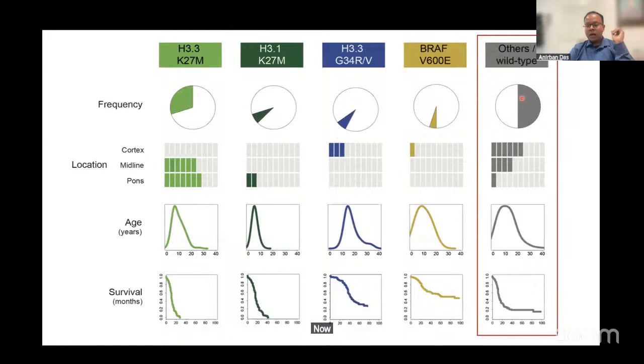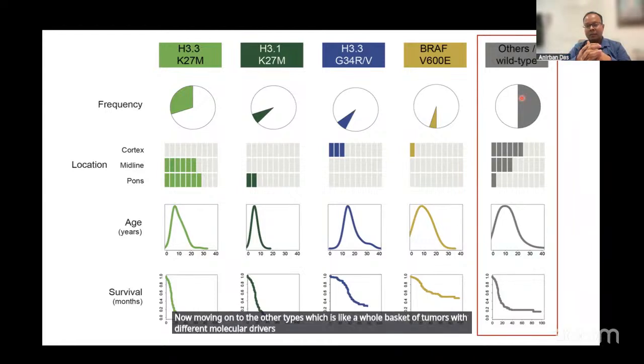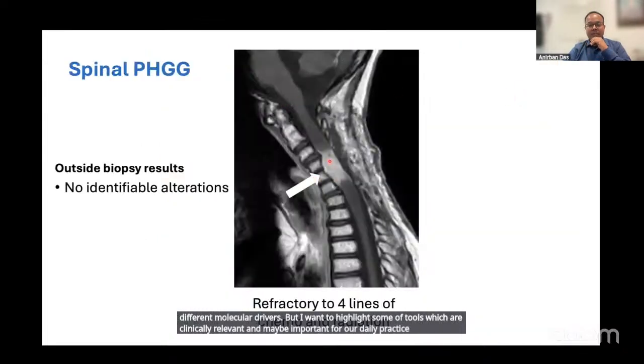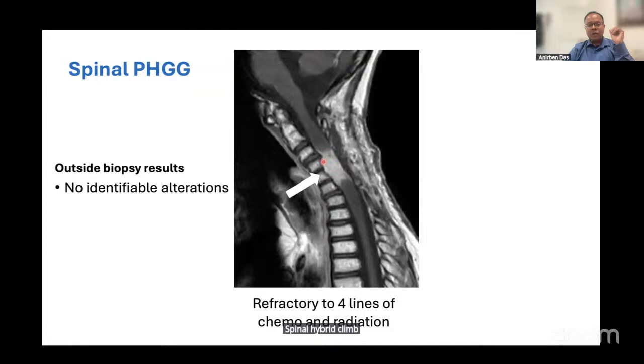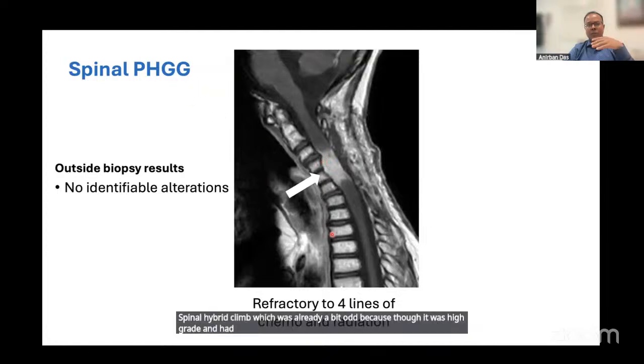Now, moving on to the other types, which is a whole basket of tumors with different molecular drivers, I want to highlight some of those which are clinically relevant and maybe important for our daily practice. So this is a patient who presented at 11 years of age at SickKids with a spinal high-grade glioma, which was already a bit odd because though it was high-grade and had gone through multiple rounds of chemotherapy and radiation, it was still progressing, but the patient was alive.